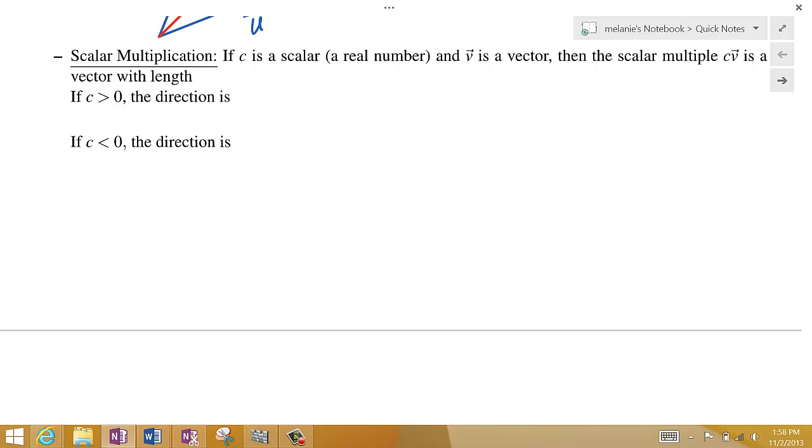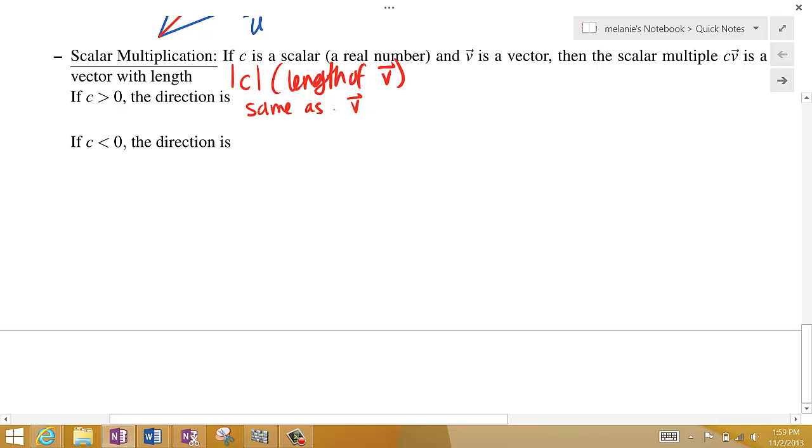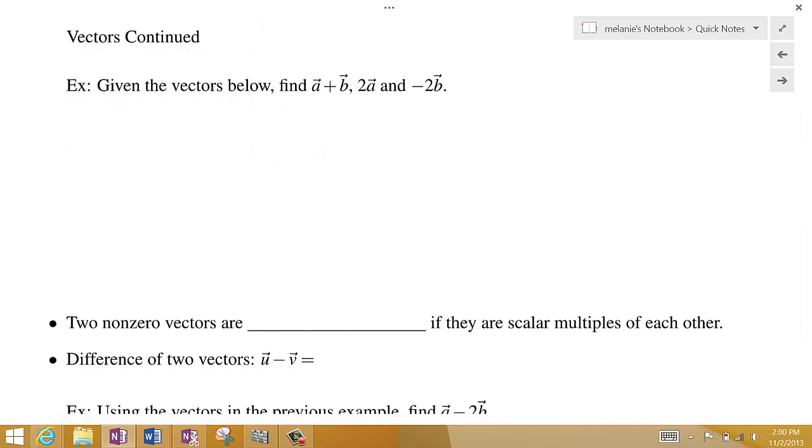We can talk about scalar multiplication. Remember that when we say scalar, we are talking about a real number. So if c is a scalar and v is a vector, then the scalar multiple c times v is a vector with length absolute value of c times the length of our vector v. If c is positive, the direction is the same as vector v. If c is negative, the direction is opposite of v. So if I draw two vectors, I can add them, multiply by a positive scalar or a negative scalar.